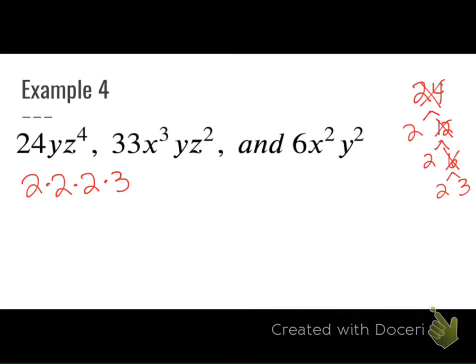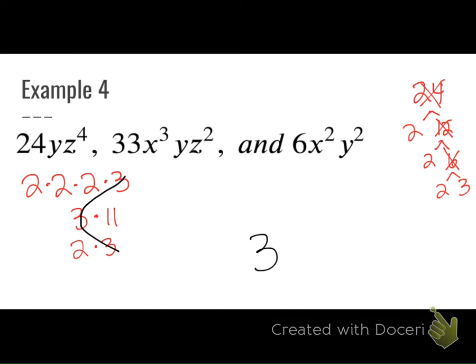33, that one should be easy. You're only going to break it into 3 times 11. And 6, also pretty easy. You can only break it into 2 times 3. So just looking at the number part of this, the only thing they have in common is a 3. Some of you might have known that right away just by looking at this problem. So we know 3 is part of our GCF.